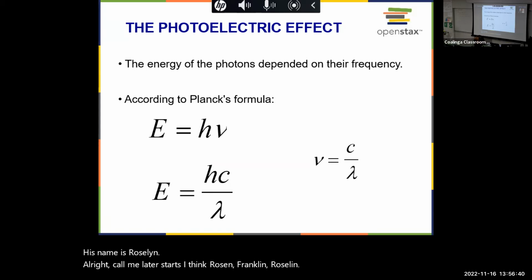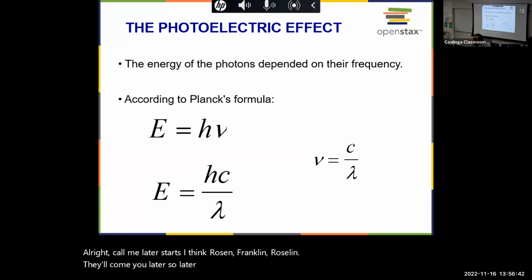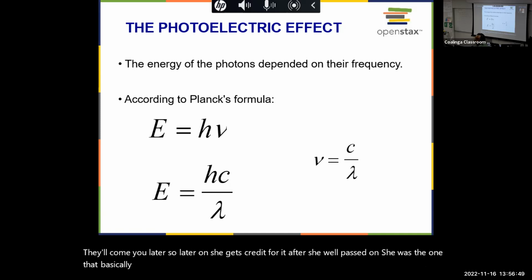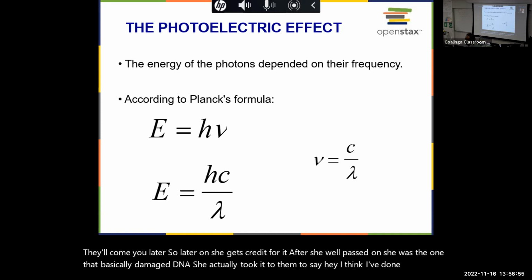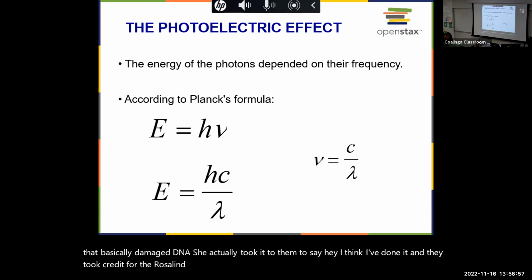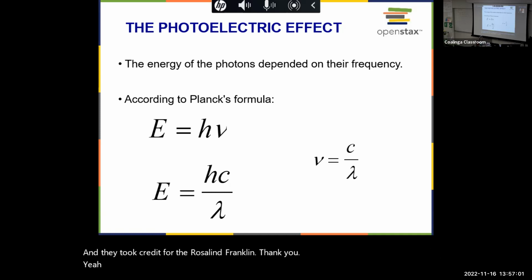It'll come later. So later on, she gets credit for it after she's well passed on. She was the one that basically imaged DNA. She actually took it to them to say, hey, I think I've done it, and he took credit. Rosalind Franklin? Yeah. Thank you. Looked it up as well. Yeah. And this is how science works, right?